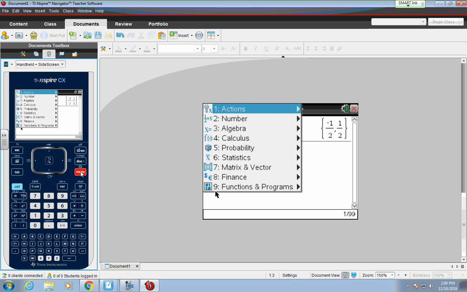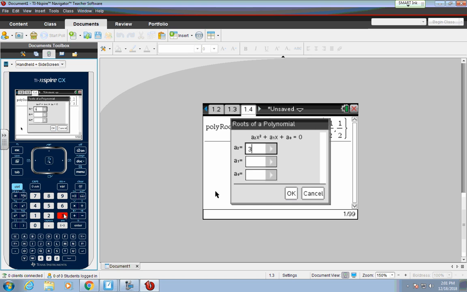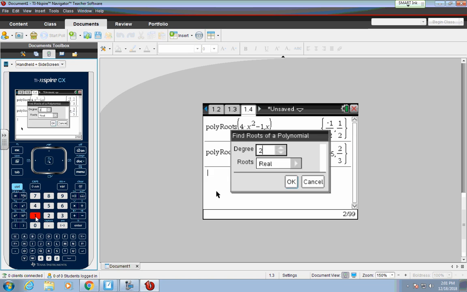Do it again for the second one. 3, 3, 1. Degree 2, real. Okay, so the degree of 2 is just the highest power. So it's an x squared. Enter. I'm putting in a 3, a 13. Oh no, I got to hit enter. 3, go down. Yep, 3, go down. 13, and negative 10. Okay. There it is, negative 5 and 2/3. You can always check.